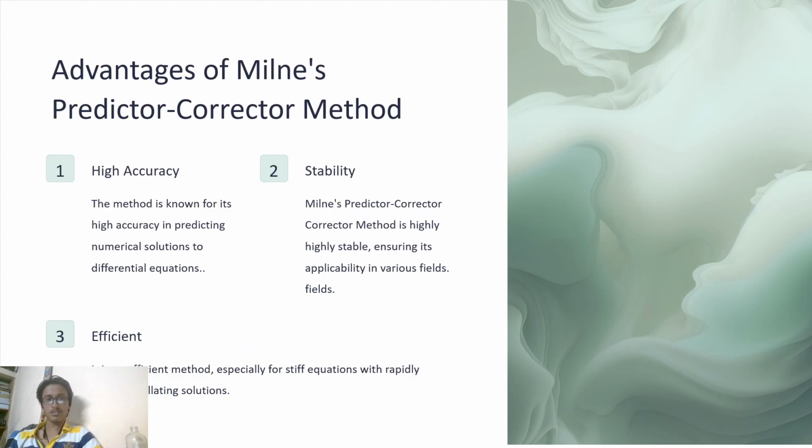So the advantages of Milne's predictor-corrector method. These are some of the advantages. There could be many actually. So it has high accuracy. The method is known for its high accuracy in predicting numerical values for differential equations. It's extremely stable. Milne's predictor-corrector method is highly stable, ensuring its applicability in various fields. It's efficient. It is an efficient method, especially for stiff equations with rapidly oscillating solutions.